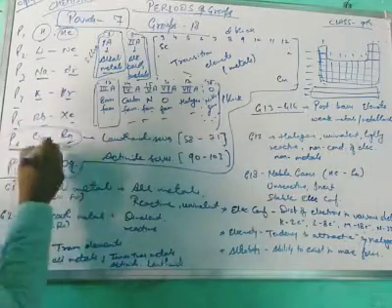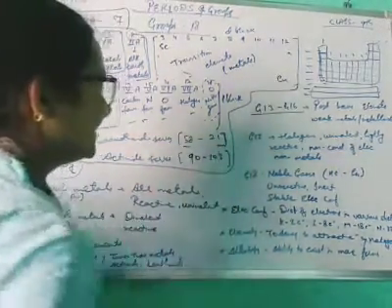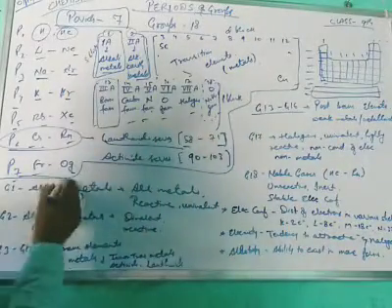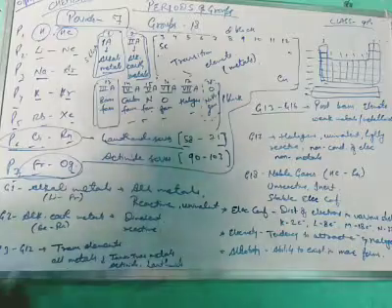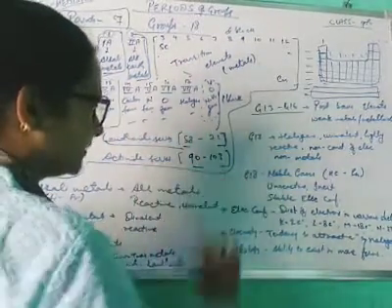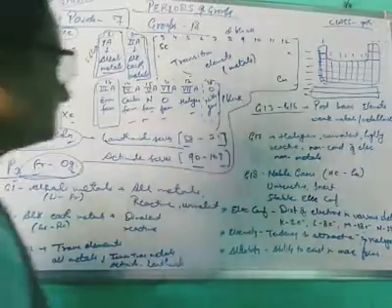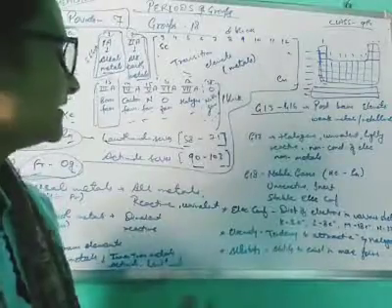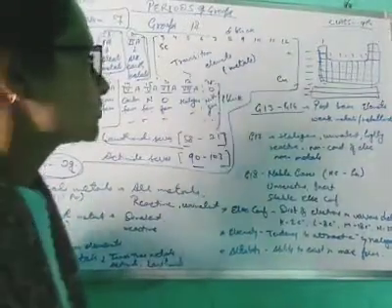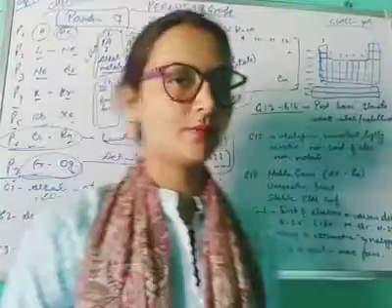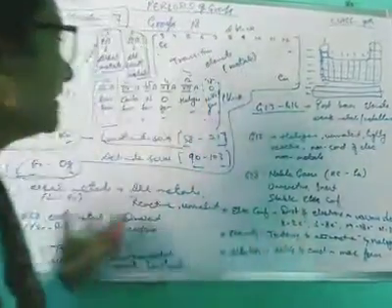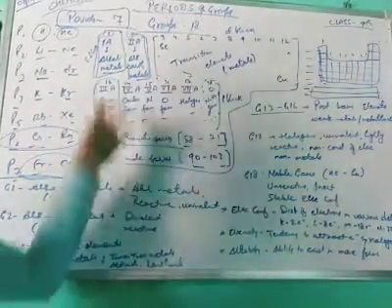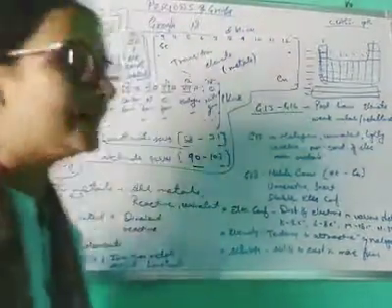In period 6, from 58 to 71, one element each, they all lie in the lanthanide series, and in period 7, the actinide series starts from 89 to 103. They are called inner transition elements. So this was the basic brief about the elements in the periodic table, how they lie at their positions. If we talk about the first group, group 1A, alkali metals.